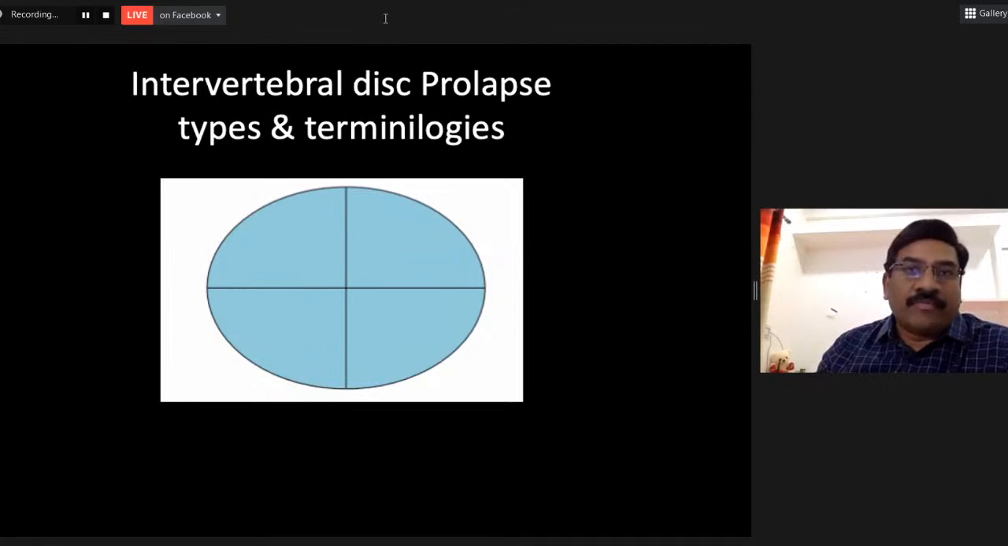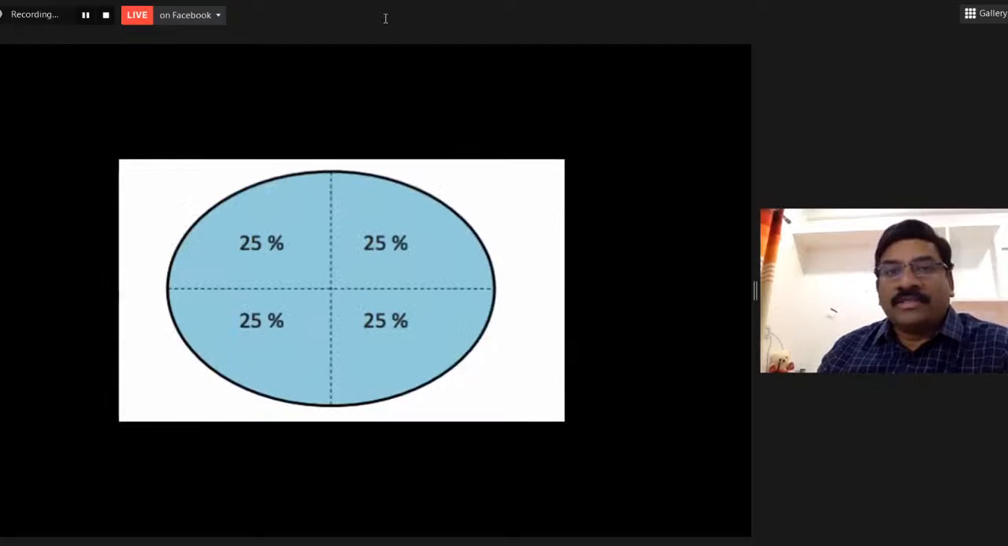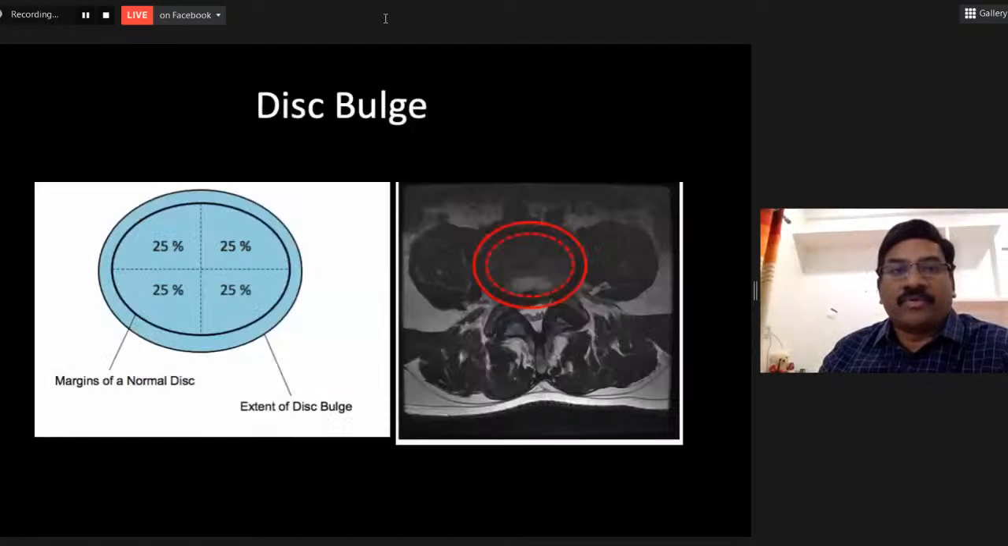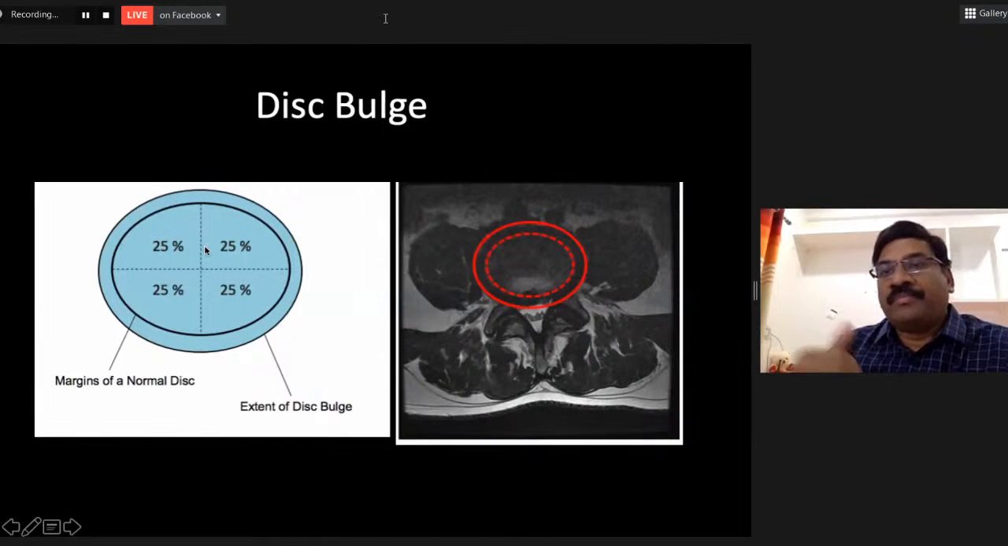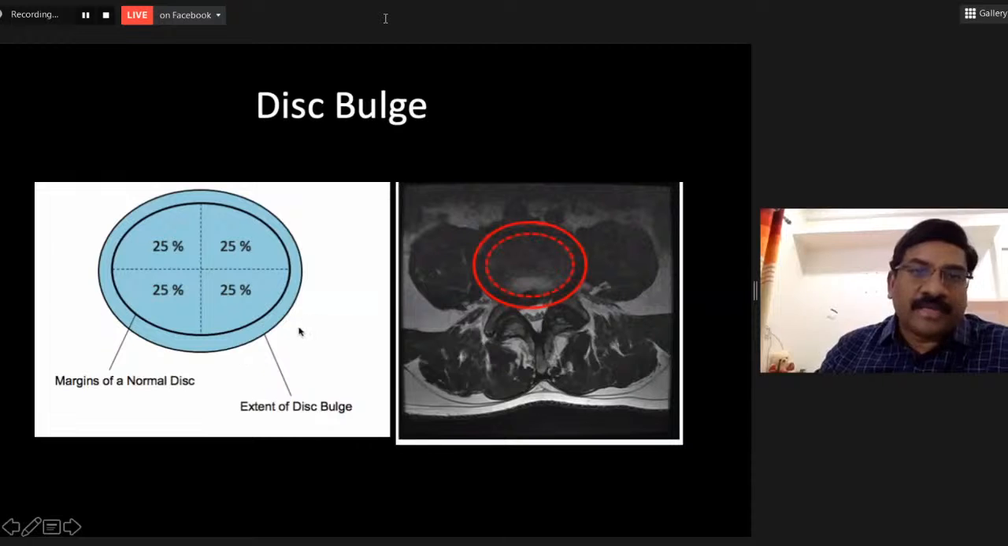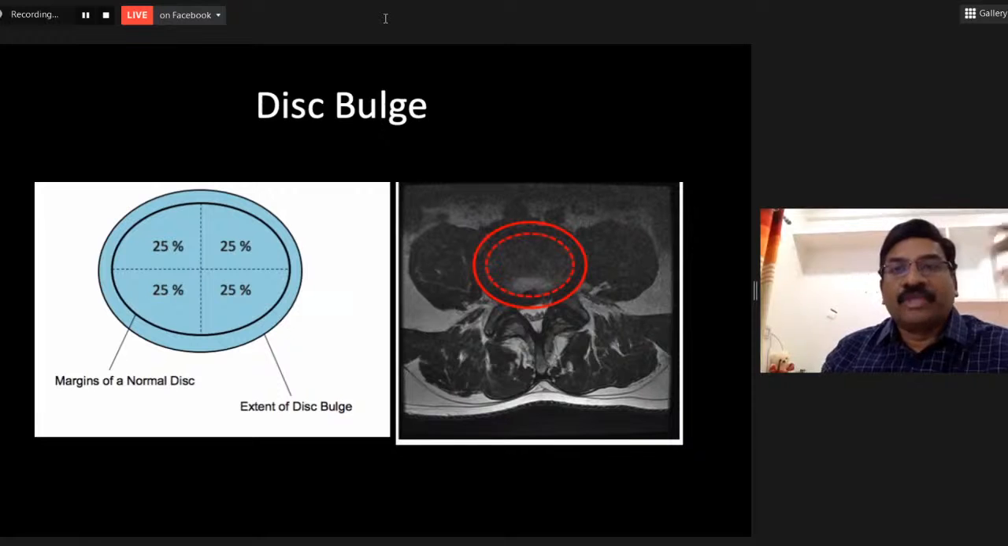You may be asked to name what it is: extrusion, protrusion, prolapse, or bulging. The nomenclature used is that the disc is separated into four equal quadrants of 25% each, and that is the extension of the disc and the extension of the disc bulge. If the entire disc expands circumferentially compared to the level above or below, this is called a disc bulge. It is something like a tire which is worn out. It balloons out all around, that is a bulge.